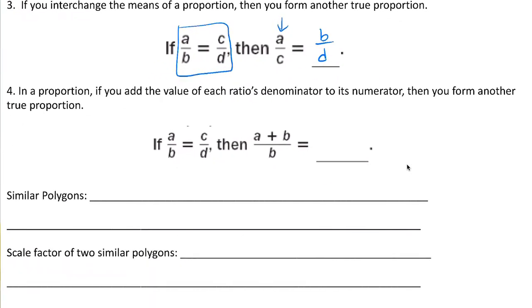Another thing that you can do with proportions is you could add the denominator of the ratio to the numerator, such as they did here. They have a plus b over b. And so if we follow the leader, we can have c plus d over d.